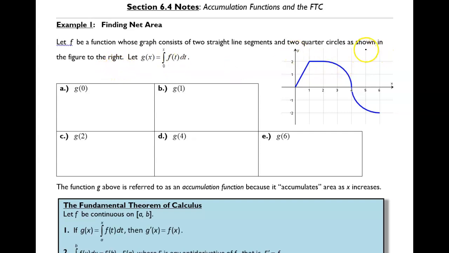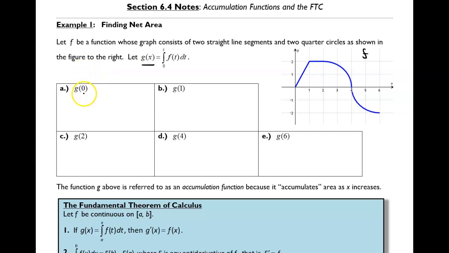Here's a graph of f, and we see it has two straight lines and two quarter circles, one quarter circle here, one quarter circle here. And we are given a different function, g of x, which is defined to be an integral from 0 to x, f of t dt. It asks us to find some specific values of g.